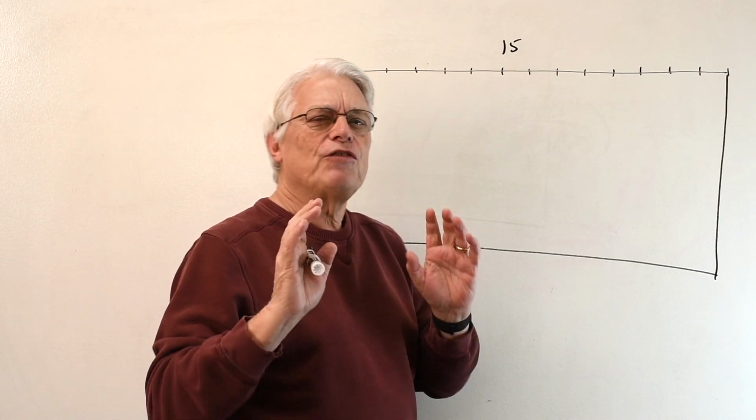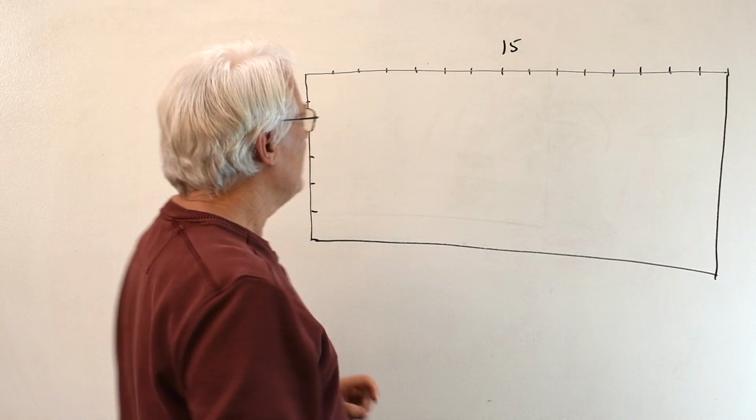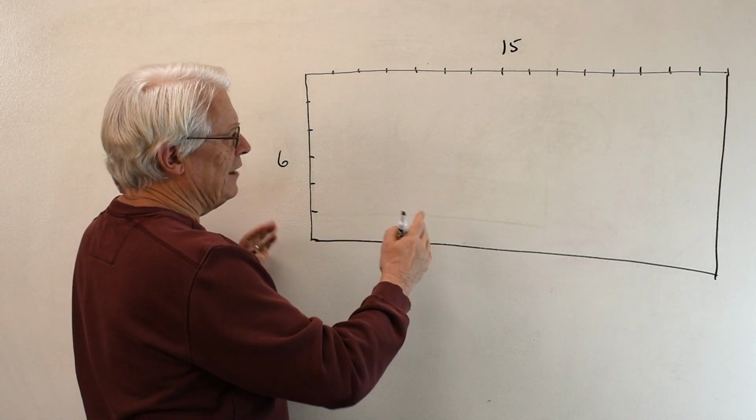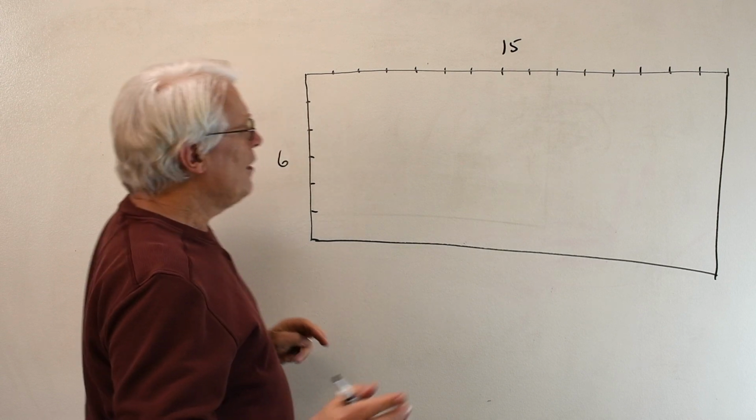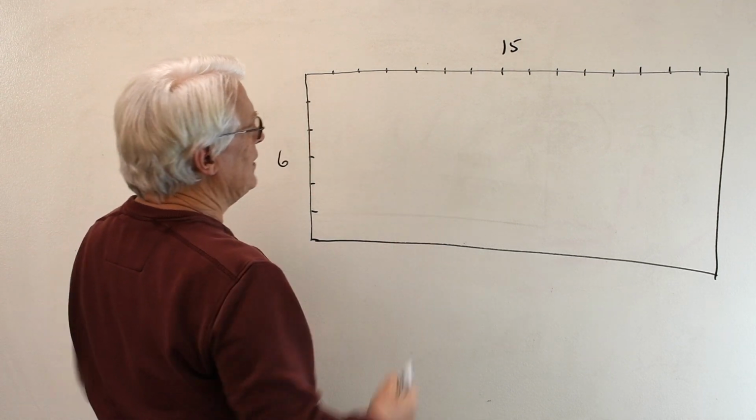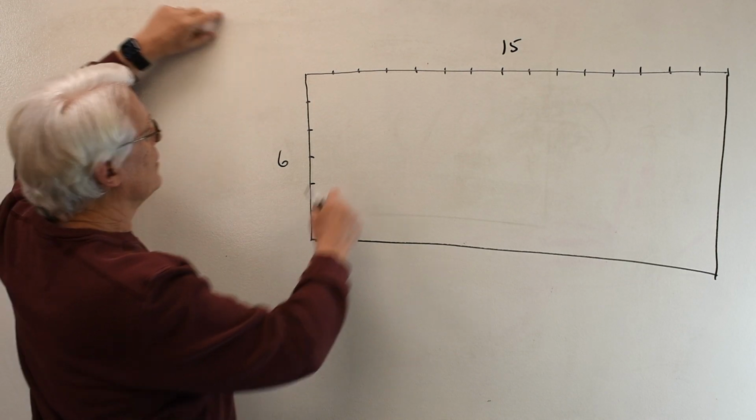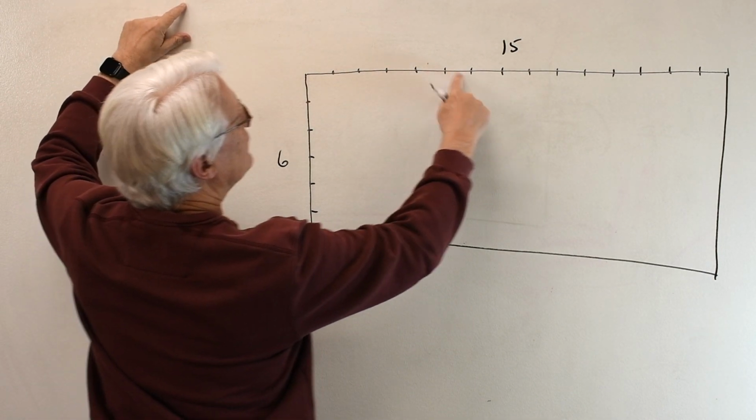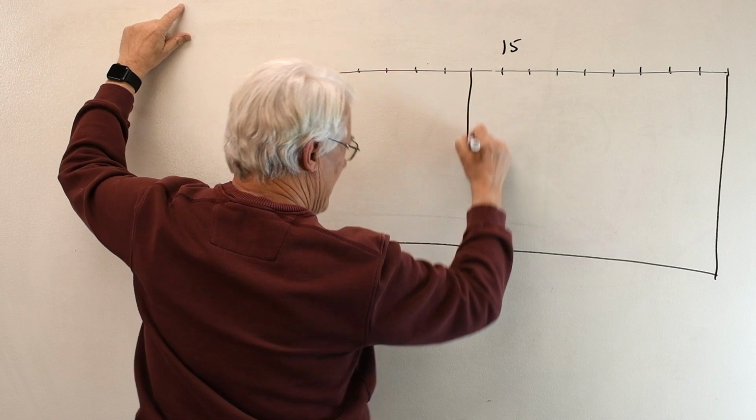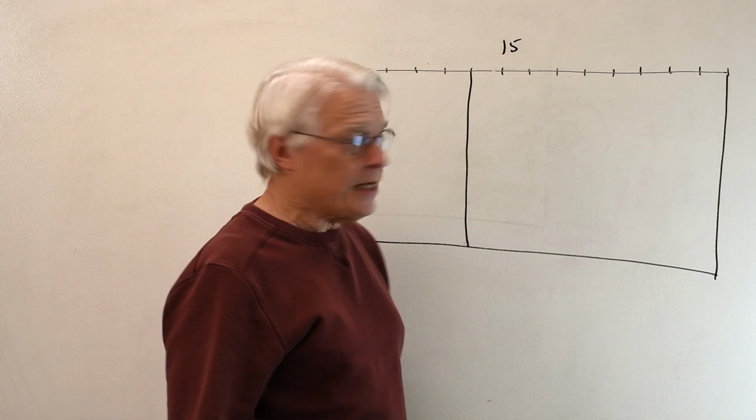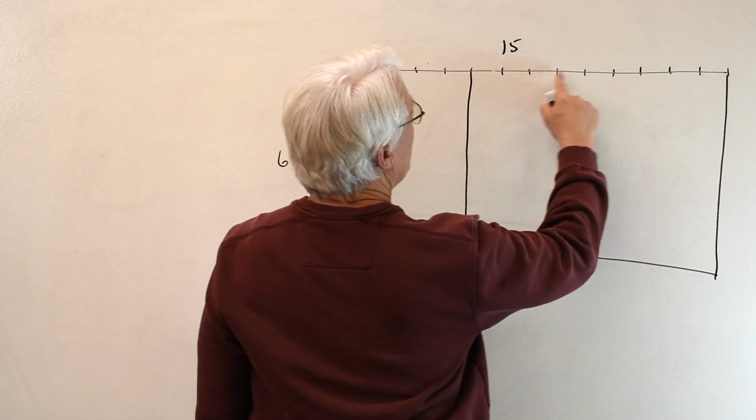But let's follow the algorithm. The algorithm works like this. We first find the largest square that will fit inside this rectangle. And of course, that's going to be a 6 by 6 square. So 1, 2, 3, 4, 5, 6. Okay, that square fits in the rectangle. Well, looks like we could put that square in again. So 1, 2, 3, 4, 5, 6.